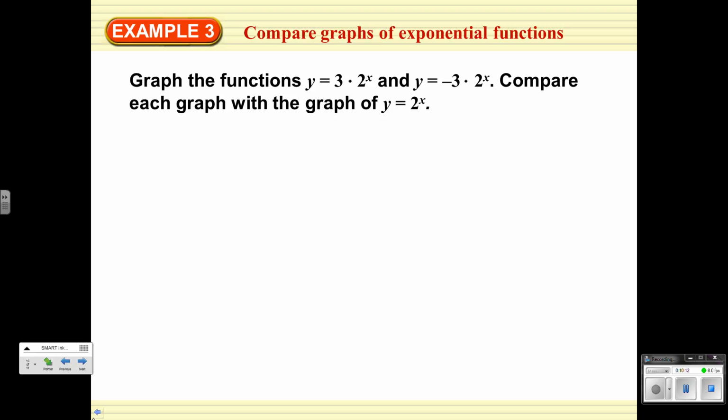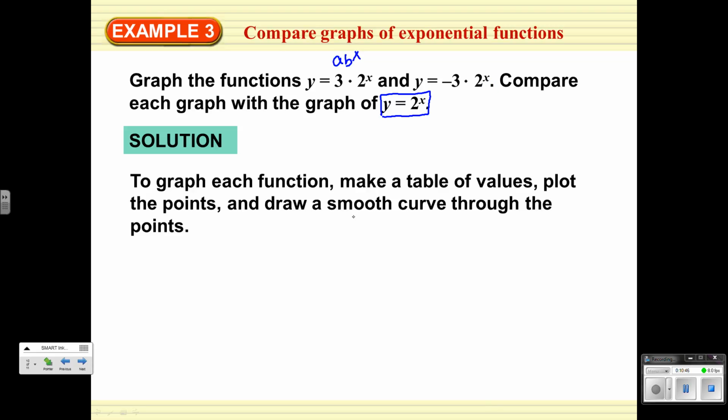All right, so here's example 3. Graph the functions y equals 3 times 2 to the x power and y equals negative 3 times 2 to the x power, and compare them with just y equals 2 to the x. The difference here is we have an a value. Remember, our original function was a times b to the x power. Well, in this case, we have an a of 3 that we put in front of that 2 to the x, and here we have an a of negative 3 that we put in front of the 2 to the x. So let's compare those graphs.